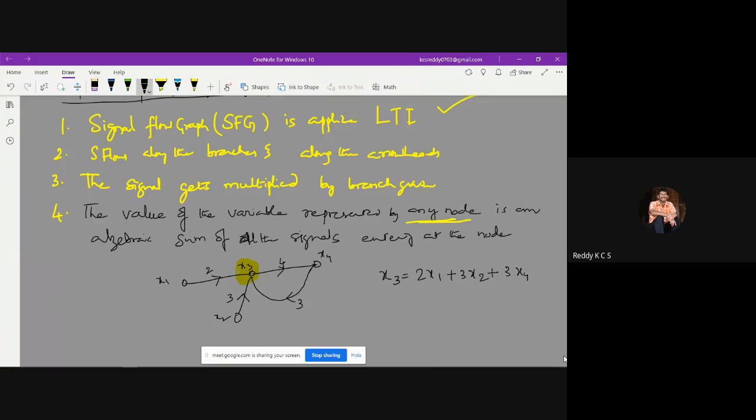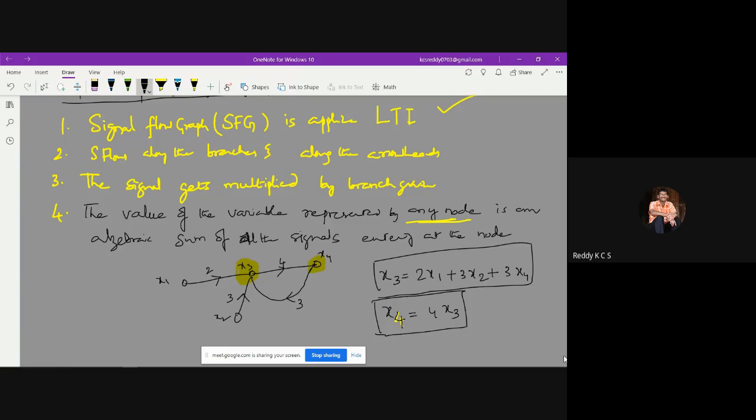And what about the x4 equation? Suppose I want to find the x4 equation for this signal flow graph according to this property. What signals are entering at this particular point? There is only one signal entering, but the other is the leaving signal, so we cannot take it into consideration. So I can write x4 is equal to 4 times x3, the only signal coming from this node. So this is the equation of node x4, and this is the equation of node x3. This is the node equation.